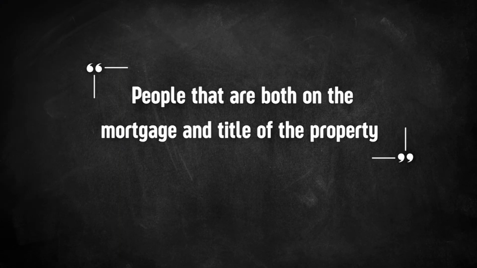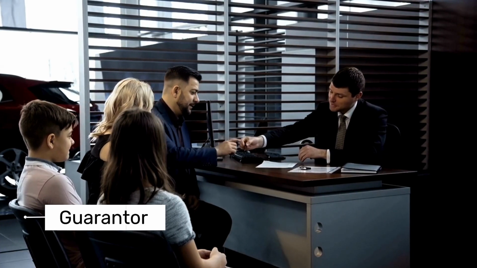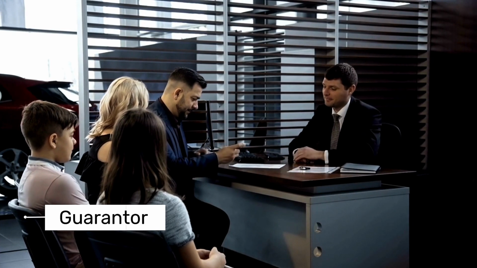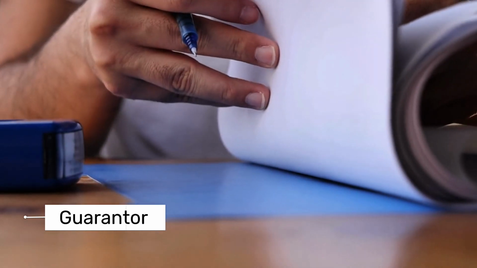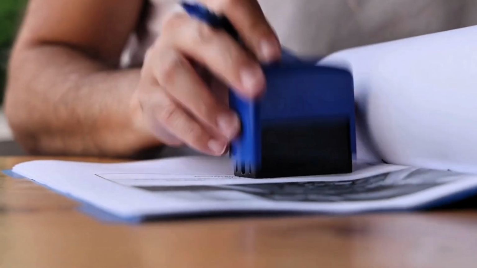So let's start off with applicant and co-applicant. These are the people that are going to be on both the mortgage and on the title of the property. Next, we have guarantor. A guarantor is somebody that is added to the application to strengthen it, typically somebody that is co-signing. So these individuals are on the mortgage only, but they are not on the title of the property.